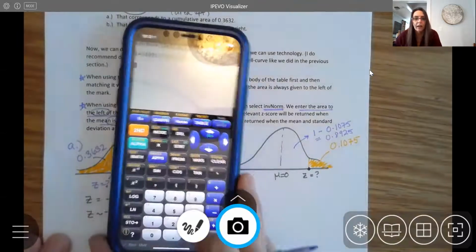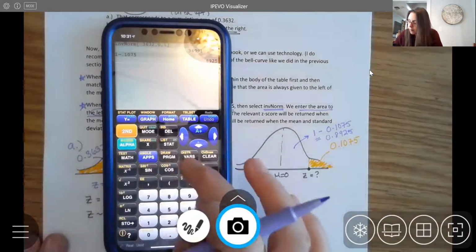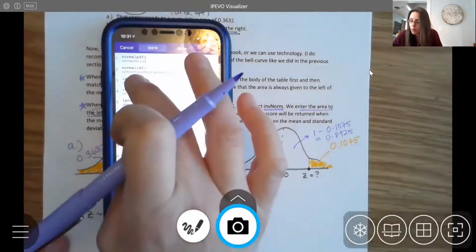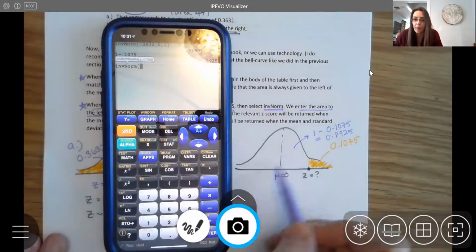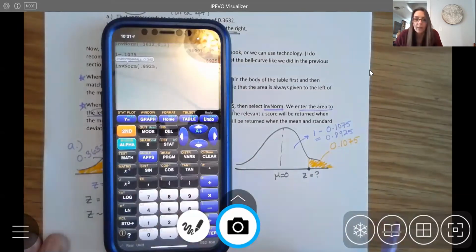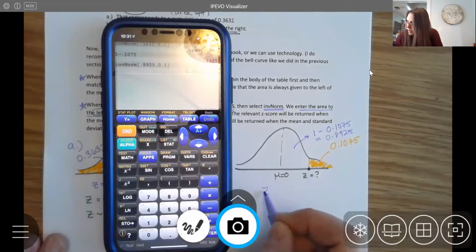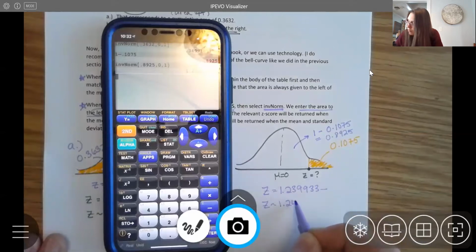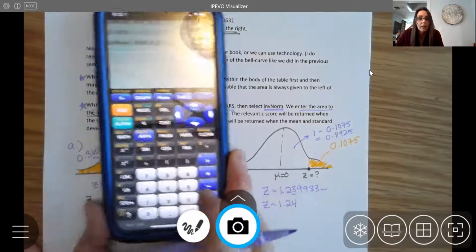All right, so I'm going to go to my calculator again here. I'm going to press second, vars. And again, I'm looking at inverse norm, and I enter the area to the left of the point. So I'm going to use that 0.8925. Then I enter my mean, which is 0, and my standard deviation, which is 1. And it's always the same thing: area to the left, mean, standard deviation. And let's see, I get that z is equal to 1.239933, etc. So usually round to 2 decimal places, so 1.24, right? Because this 9 is going to bump that 3 up. So that's how we do it on technology.